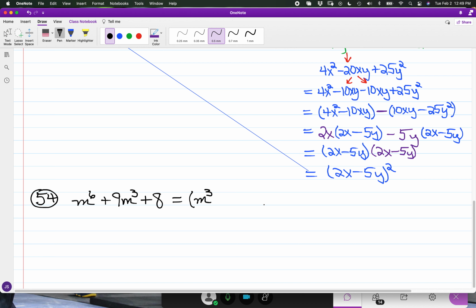For m to the 6th, I can factor out as m to the 3rd times itself. And then with 8, we want factors of 8 that will add up to 9. So you have m to the 3rd plus 8 times the quantity of m to the 3rd plus 1.